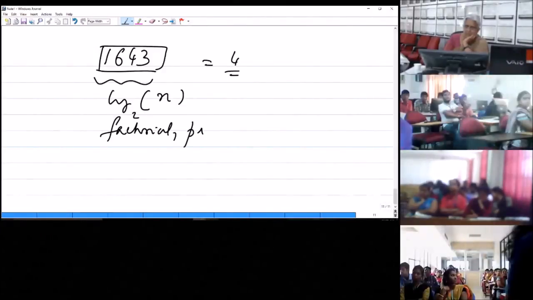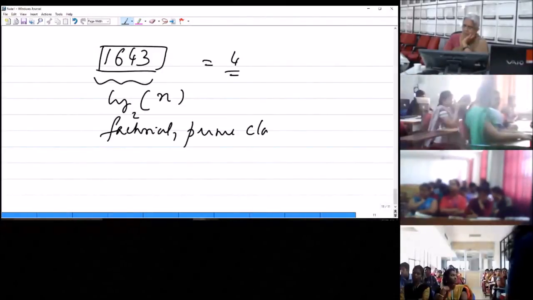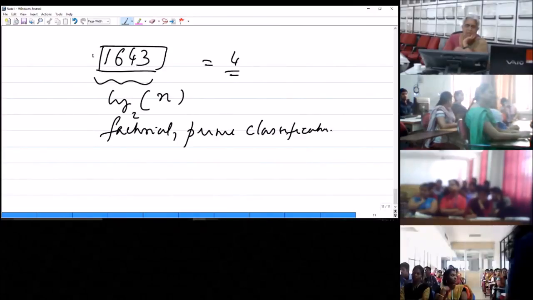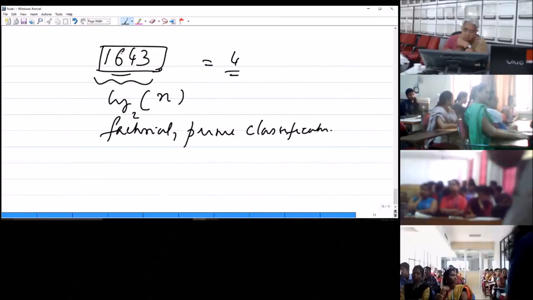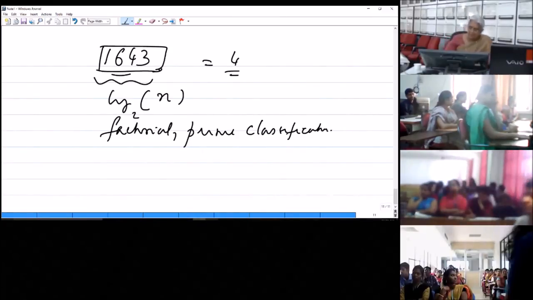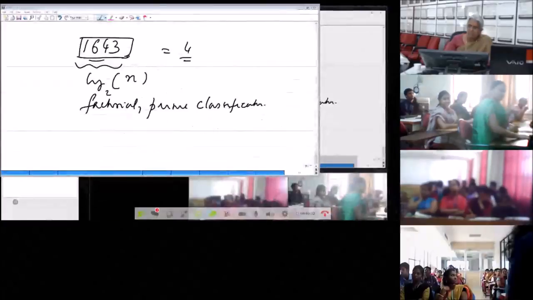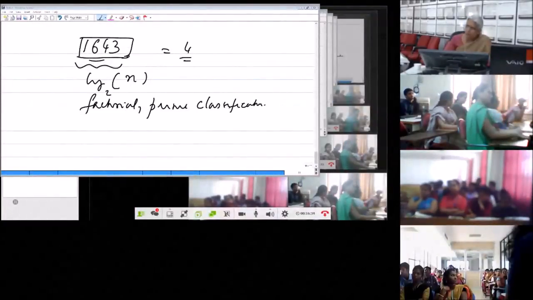prime classification, these are all beyond the scope of this particular course. Time complexity for all these is very, very high, because when you're talking about the value of n here, the value of n can be very, very large. And notice that when we talk about log complexity, it is how many times you write with the pen the given number. Okay, so that's beyond the scope of this particular course.